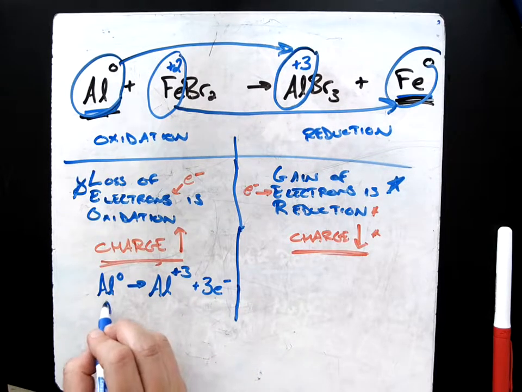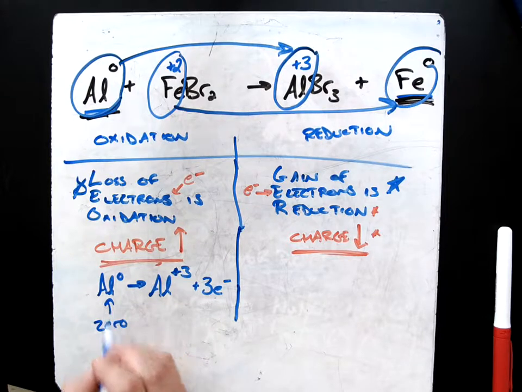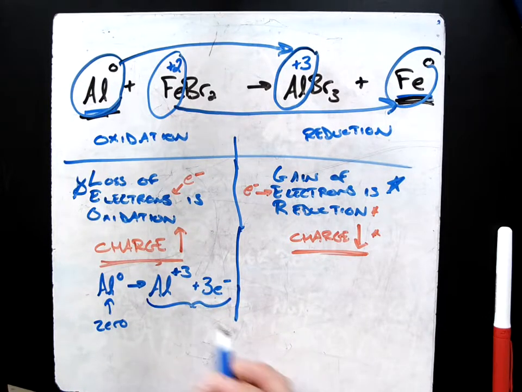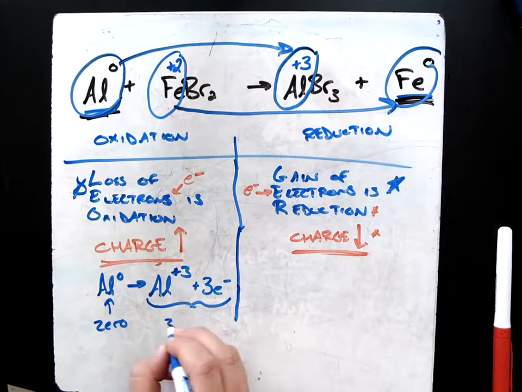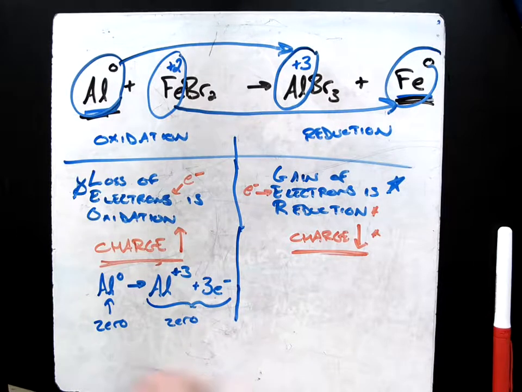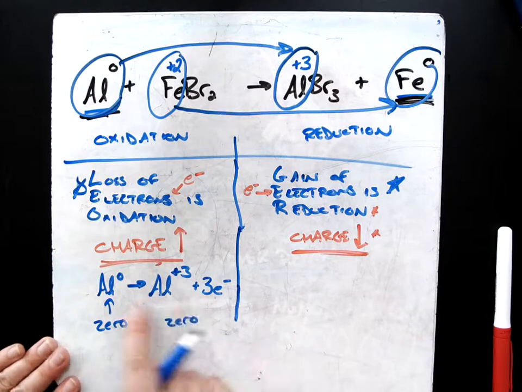Okay? This guy now is 0 charge, and this all together, a +3 and 3 negatives, is also 0. So this is balanced for charge. They don't have to both be 0. They have to be the same, though. And if you have that rule of thumb, this is worth writing down, always add the electrons to the side with the higher charge.